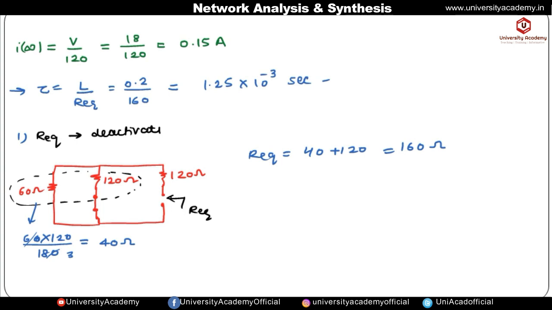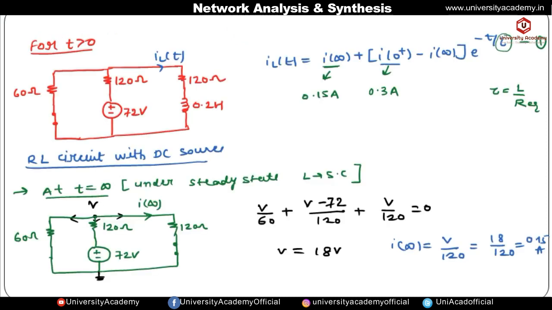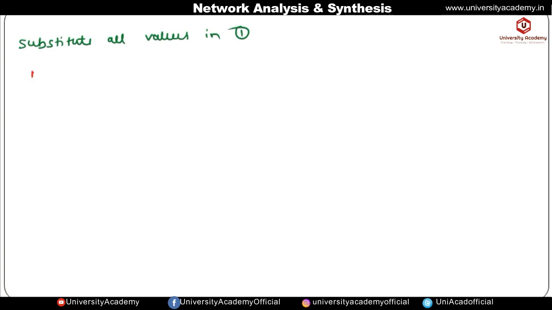We have found all the values, so let us substitute all the values in the formula, in equation 1. So equation 1 is this: IL of t is given by I of infinity plus (I of 0 positive minus I of infinity) into e to the power minus t by tau.